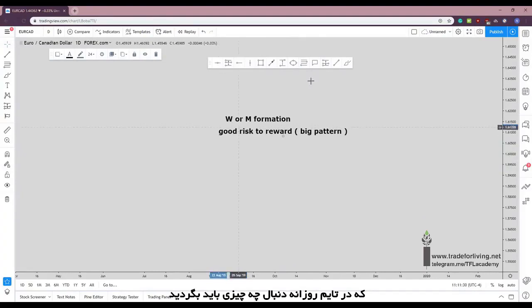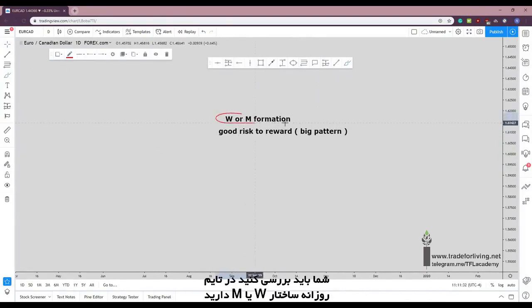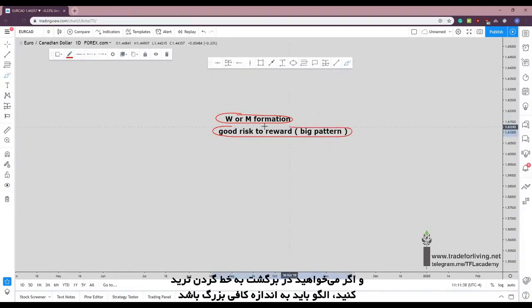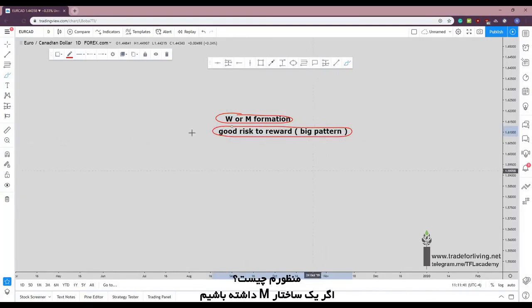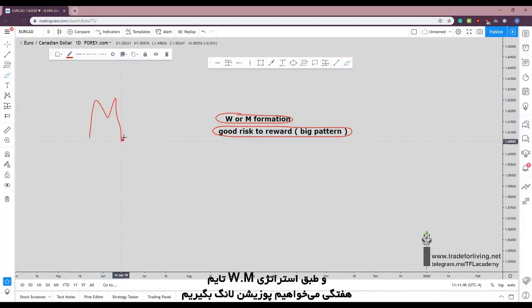So here on the daily, what you need to look at is whether you have a W or M formation on the daily. The pattern has to be big enough if you want to trade it back to the neckline. What do I mean? If you have an M formation and we want to long, as in the case of the weekly WM strategy, we need to have this pattern big enough to justify us taking this trade. So it means that inside of here we're getting at least a 1 to 3 risk to reward, meaning that this move is a lot of pips. It's not like a quick 50 pips move, but it is a good amount of pips.